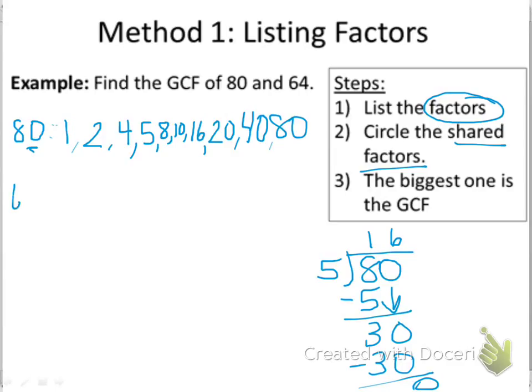Okay, 64. Again, we're going to start with 1. Everything is divisible by 1 and itself. Now, is it divisible by 2? Yes, it is divisible by 2 because it's an even number. What times 2 will give us 64? If you want to, you could do that division down here on the side to check. But I'm going to do it in my head, and I know that it's 32. Alright, the next one is 3.